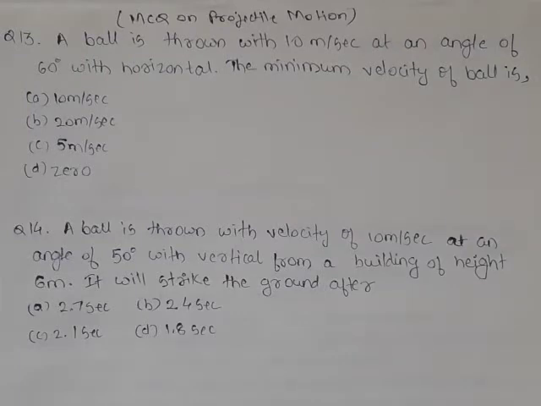Multiple choice questions on projectile motion, part 2. Question 13. A ball is thrown with 10 meters per second at an angle of 60 degrees with the horizontal. The minimum velocity of the ball is.